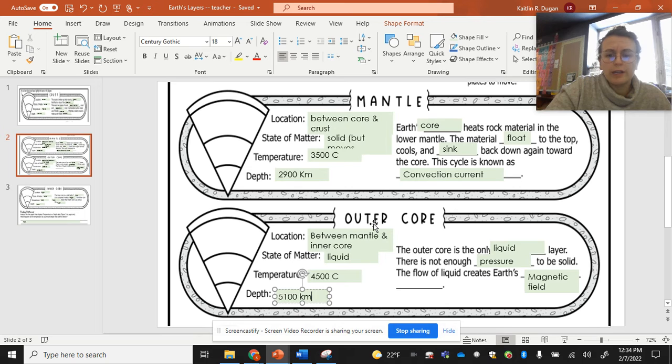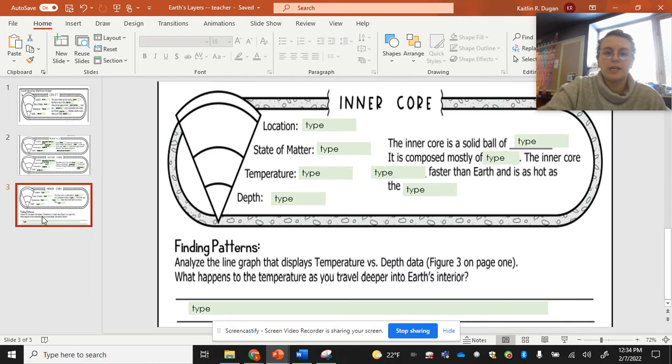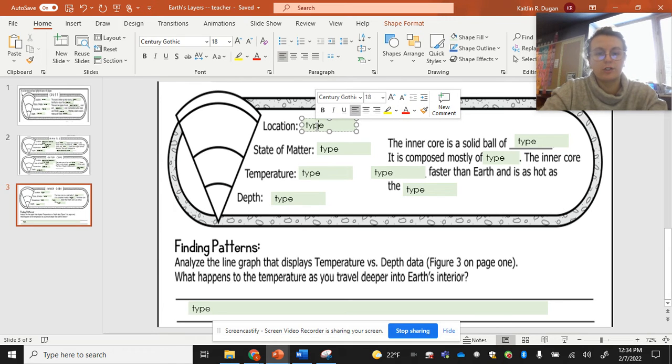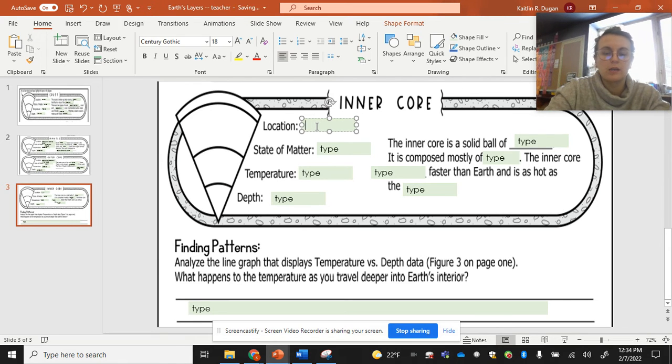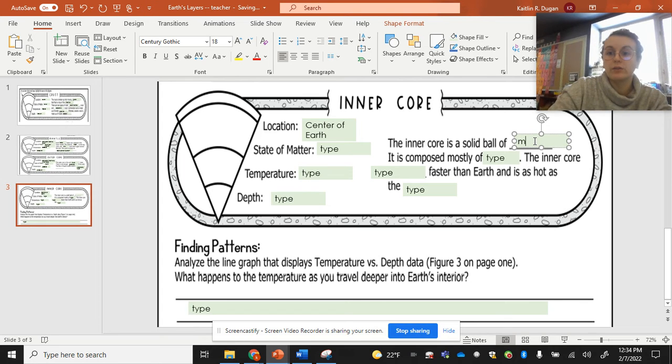And our final one is the inner core. The inner core is located in the center of the earth. Surprise, surprise. And this is our most dense layer. The most dense. And it is a solid ball of metal. So it's not just some bouncy ball. No, it is a solid thing of metal. It's like this ball right here. This isn't metal, but it's the closest thing that I have.